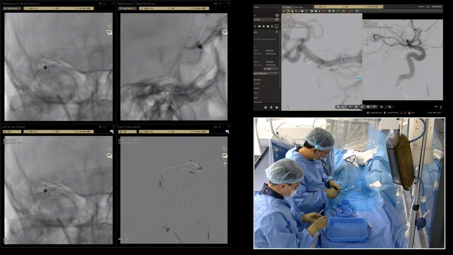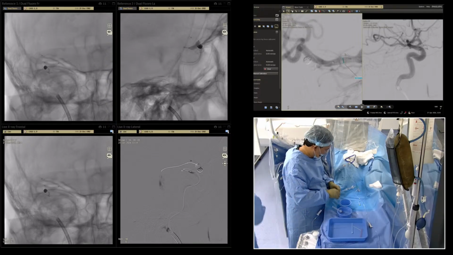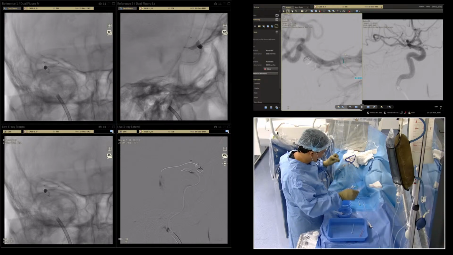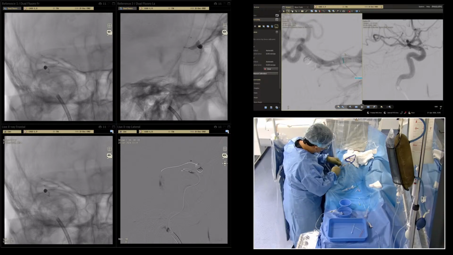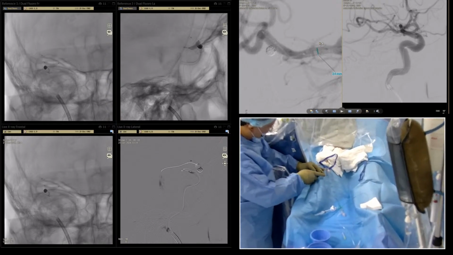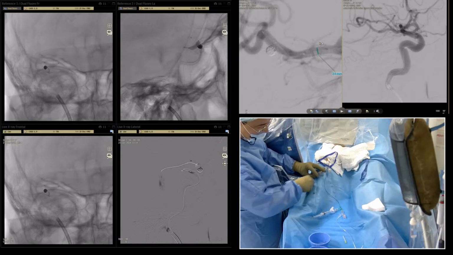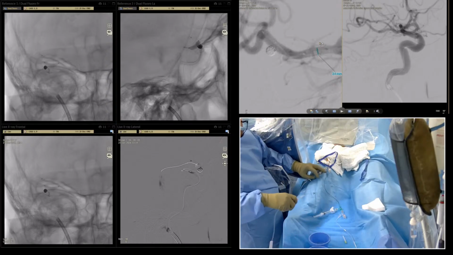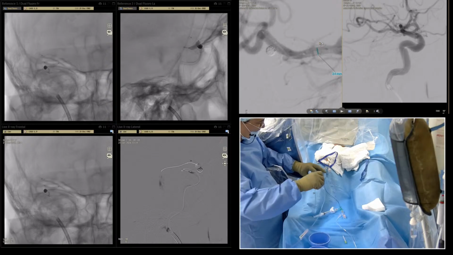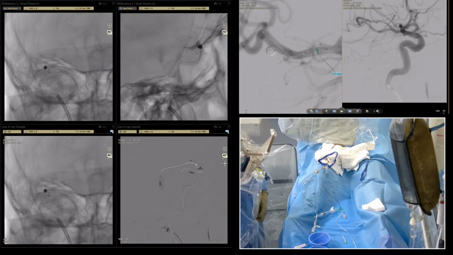Yes, I think the coiling is not an option. We'll try to inject a little bit more Squid for the proximal part, and then maybe we'll finish with the flow diverter placement. We'll see if it will stop. Let's see. It's not so much active bleeding, but it's enough, huh?